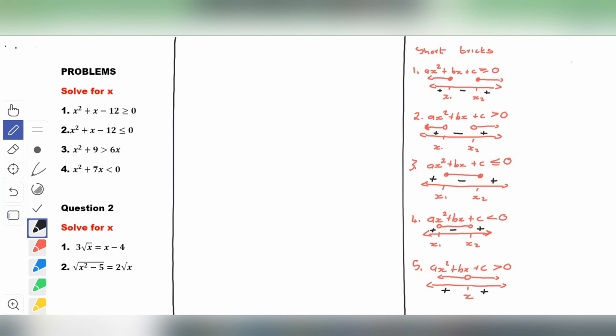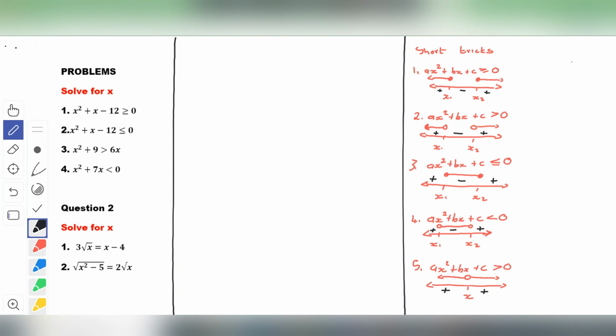So today's lesson we are going to talk about inequalities and also how we solve for x whenever there is a square root in that equation. And also I'm going to explain the short tricks that are going to help you a lot in solving inequalities questions.